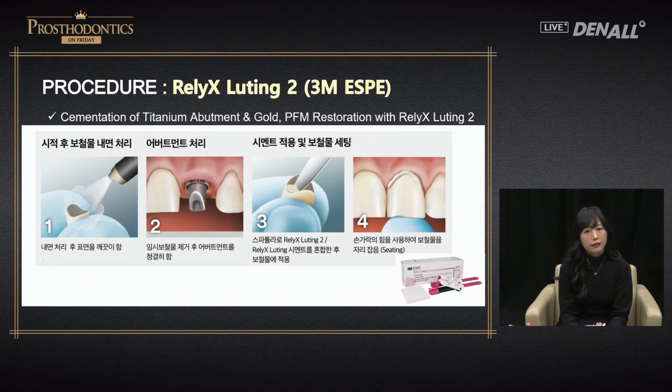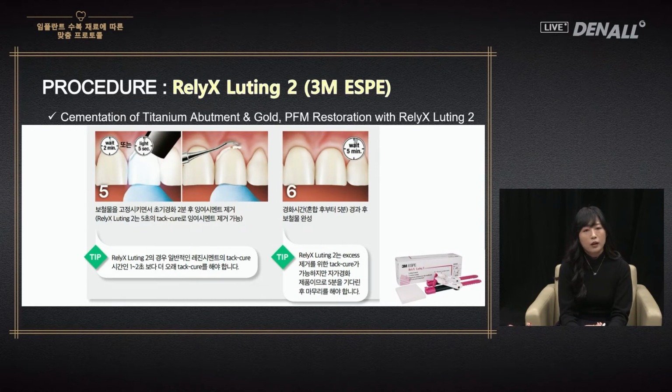Do sandblasting and cleaning on the inner surface, connect the abutment, do cleaning, and seal. RelyX Luting 2 is used and applied on the restoration. After tack curing on each area, remove excess cement. Once it is set, check the margin as well as the occlusion. Do final polishing.